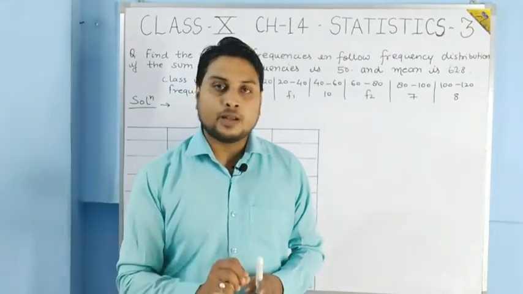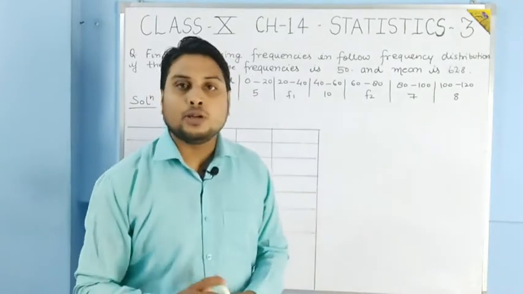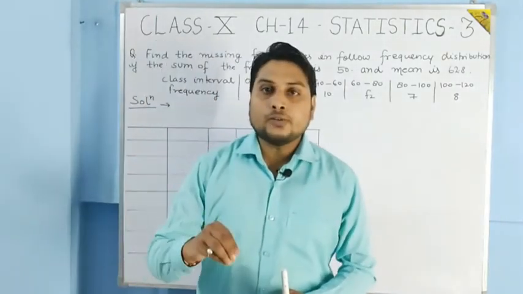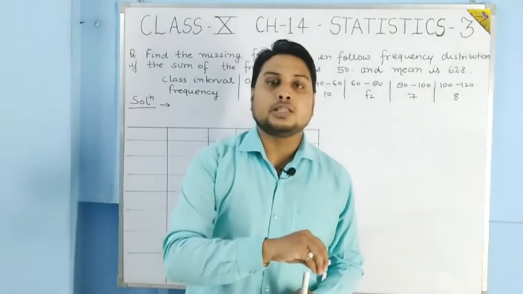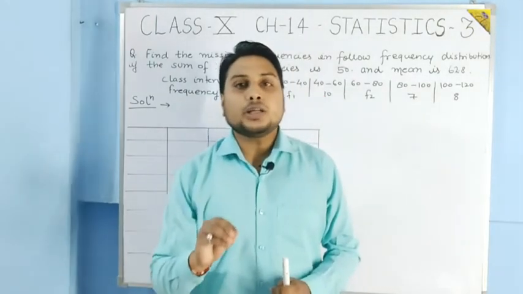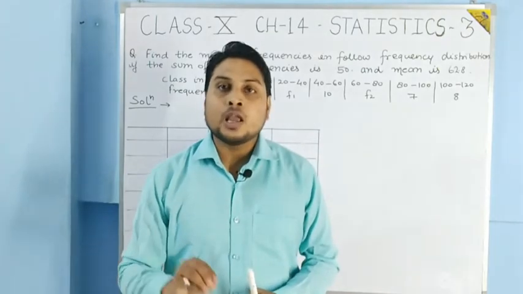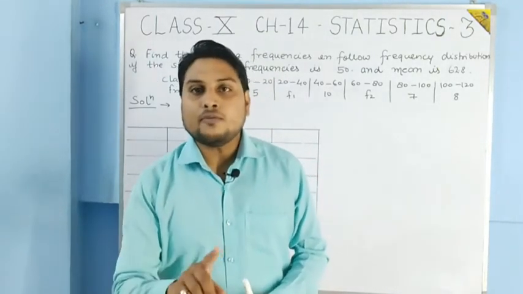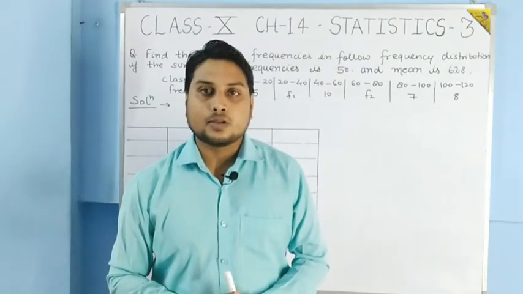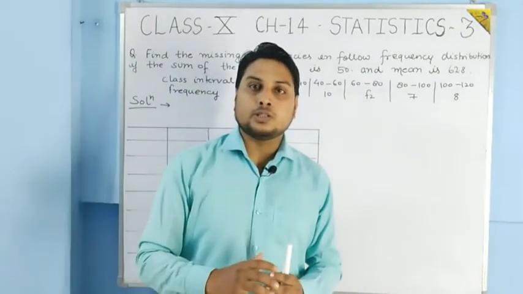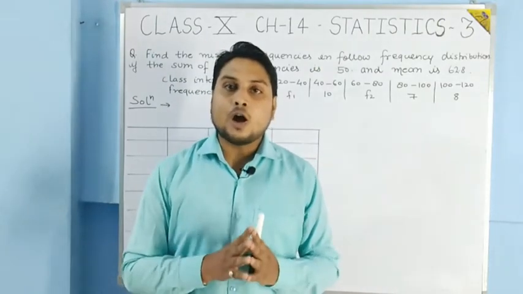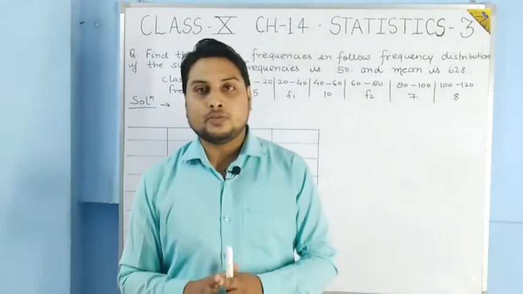Okay students, so I have told you all the types of question in mean. One type was left, and that type of question I am going to tell you. See students, the question related to missing frequencies. Okay, there was a question in exercise 14.1 where in a frequency distribution one frequency was missing. Today we are going to see that if two frequencies are missing, then how we can find those frequencies.